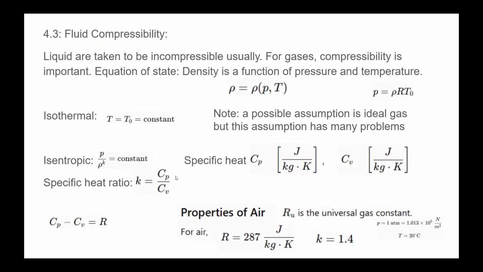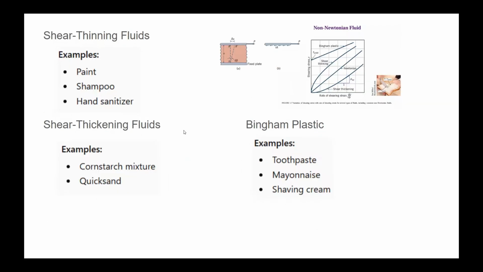For example, toothpaste, mayonnaise, shaving cream, it makes sense. You need a certain amount of push to make it work. While with shear thinning, like shampoos, like paint, like water trickling down, you can kind of feel it in the bathtub a little bit. For example, for shear thickening, cornstarch: you can think about it, put cornstarch into your bath, it thickens up. I don't know how to describe it, but it works.